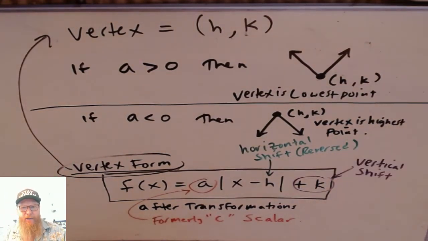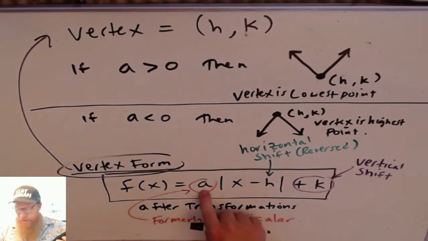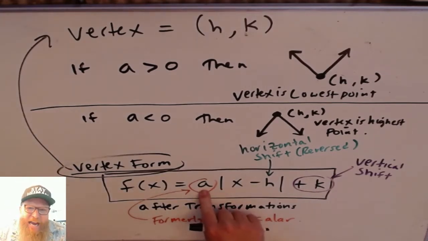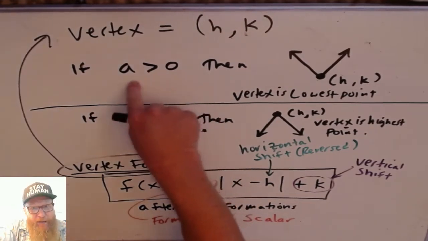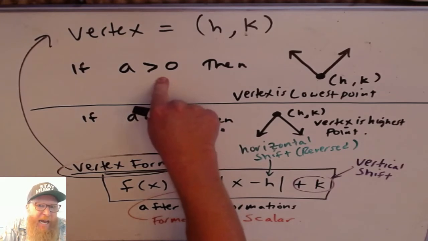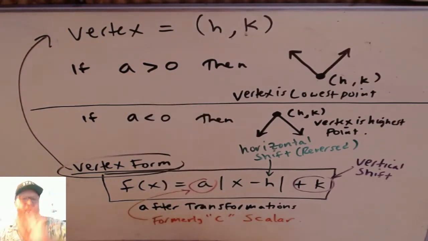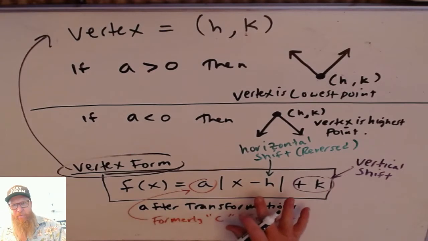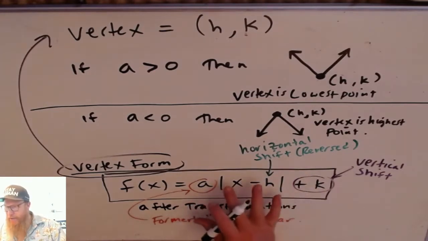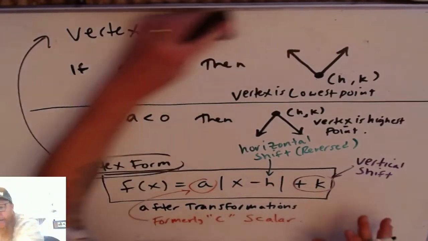All right. If you don't see an a, that just means it's 1, and that would fall into this category, greater than 0. That'd be an invisible 1. We'll do an example in a minute. Okay, so let's go ahead and get after it. This is the vertex form. I'm going to need to erase this, so maybe I will write it up here.